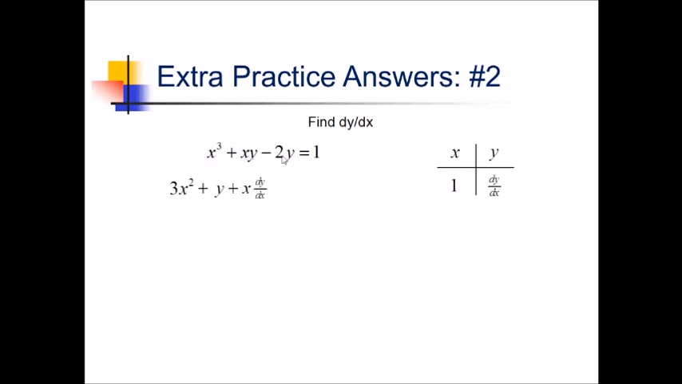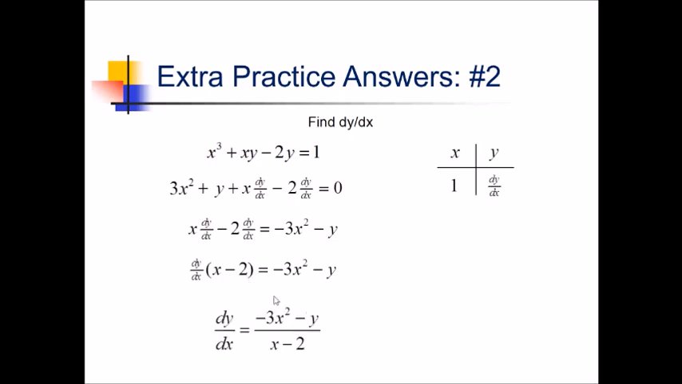And then this negative 2y, that's going to be negative 2 dy over dx. Equals derivative of 1 is 0. All right, let's move the non-dy over dx stuff over to the right side. So I'm subtracting the 3x squared and the y. Now I can factor a dy over dx out of these two terms, leaving me with x minus 2 inside of parentheses. And then if I divide both sides by x minus 2, I've got my derivative.